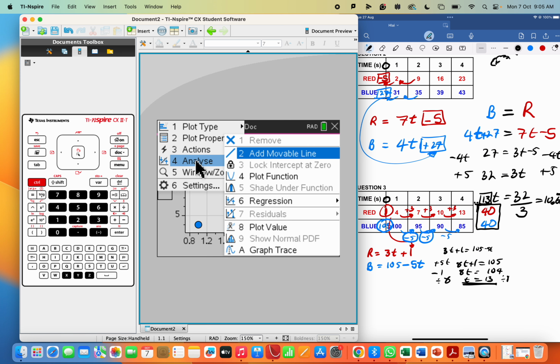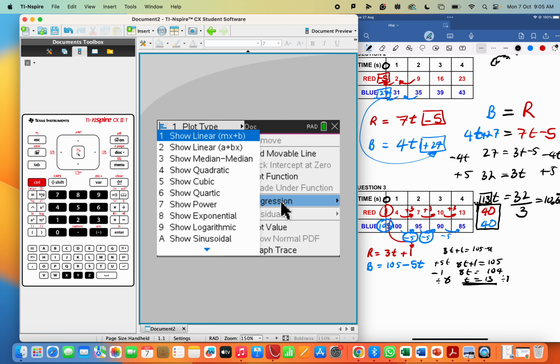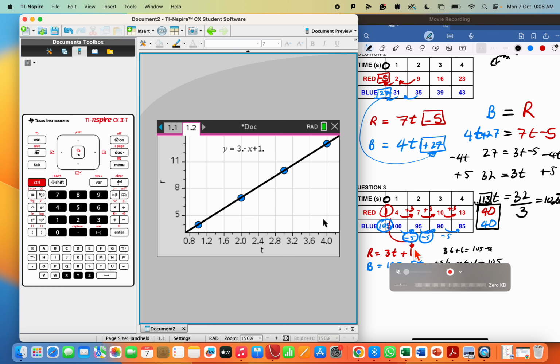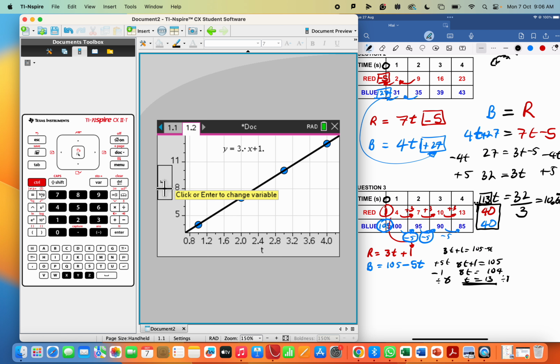Menu, Analyze, Regression, Linear mx plus b. That should be familiar to you. And voila: y equals 3x plus 1. And you can compare with our red equals 3t plus 1. So the y represents the r value on the y-axis, and the x represents the t variable on the x-axis. So that's pretty magical, right?